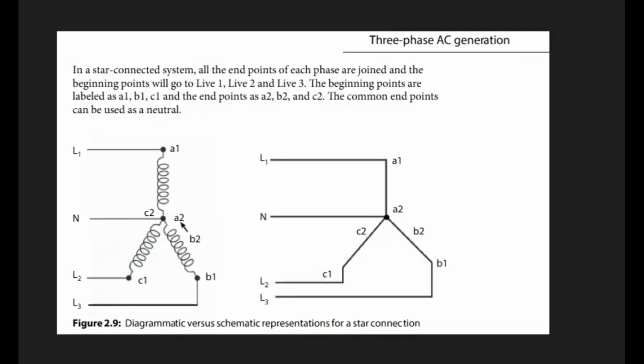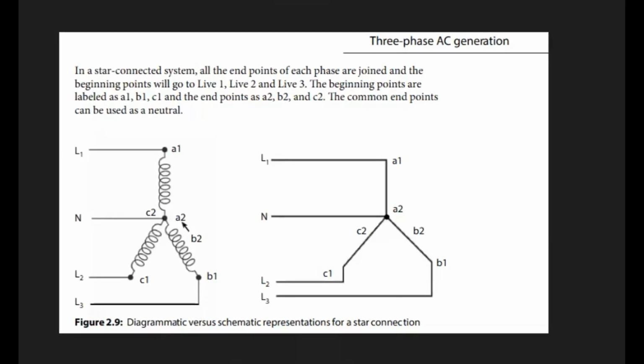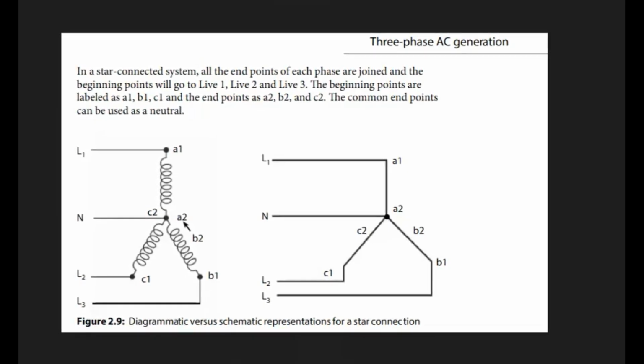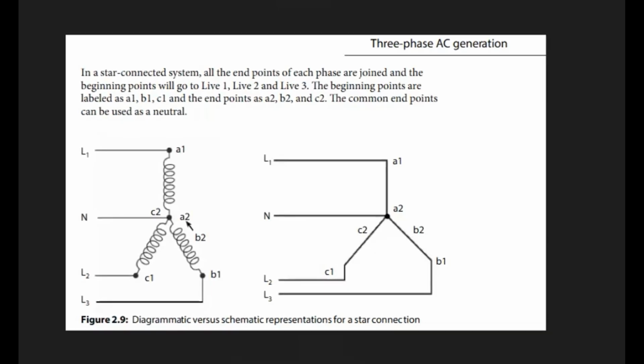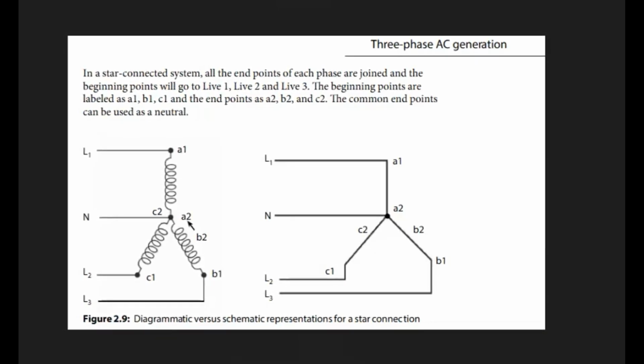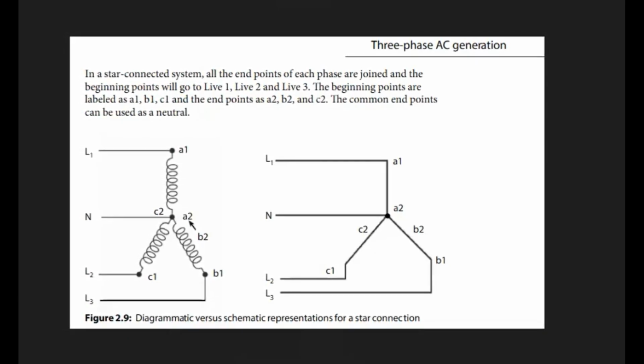Please indicate the neutral at the center of the star system. Also include all labels in the diagram as L1, L2 and L3 and the neutral. Very important to do this.